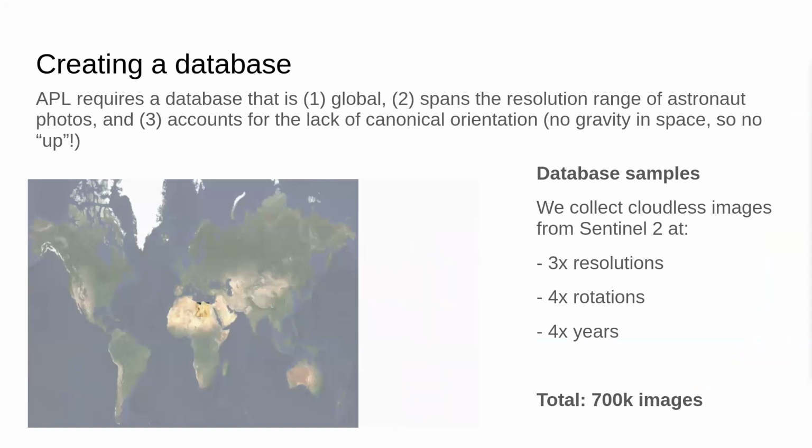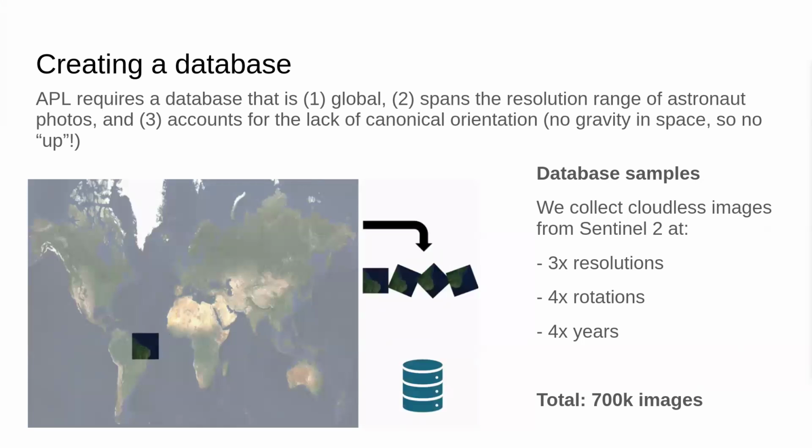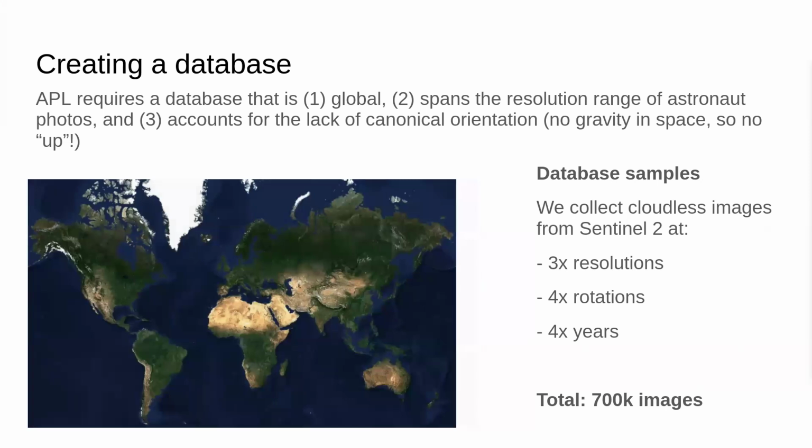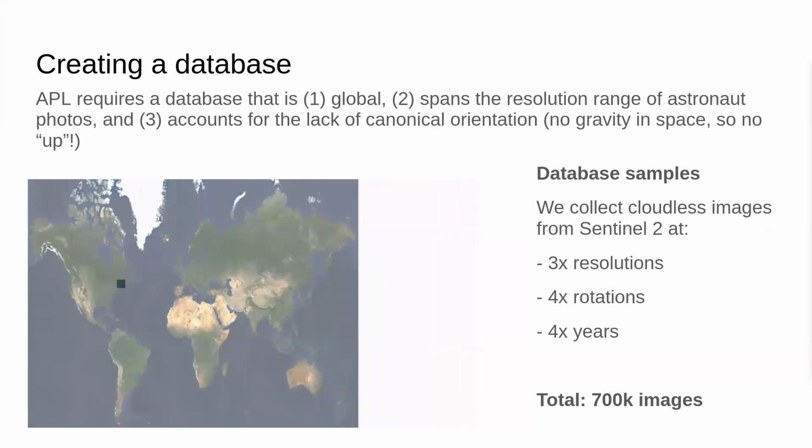We use satellite images to build our database, which we also use as training set. Astronaut photos can be almost anywhere on Earth, can have any orientation, and can be at different scales. And so we sample images at 3 spatial resolutions, 4 rotation angles, and 4 years. This produces a total database of 700,000 images.